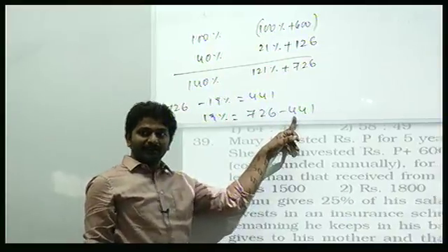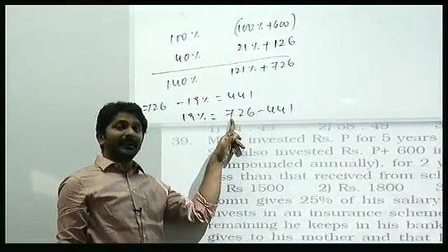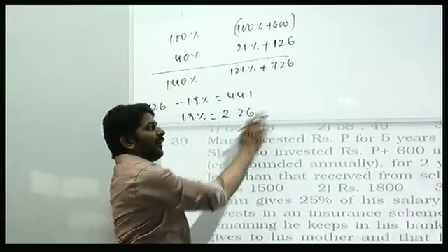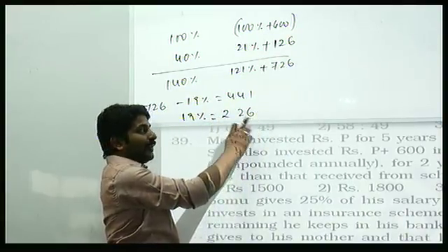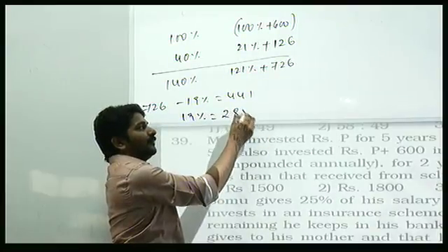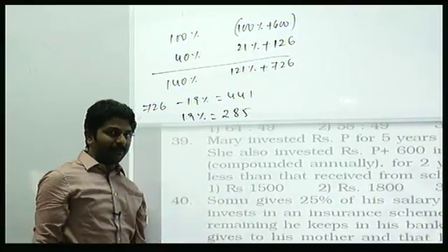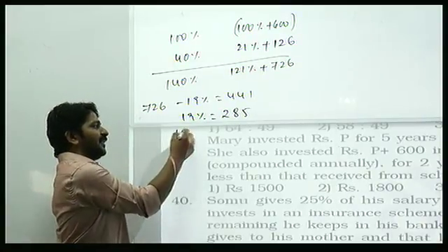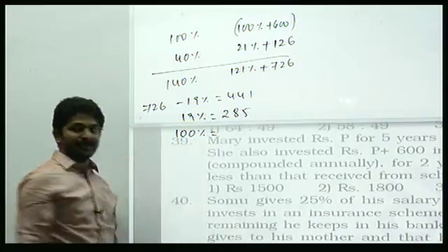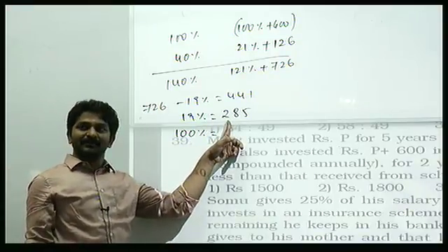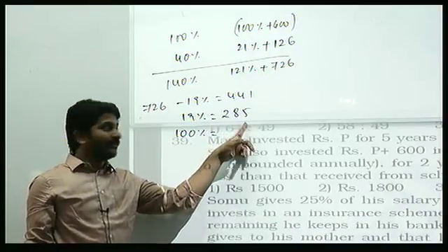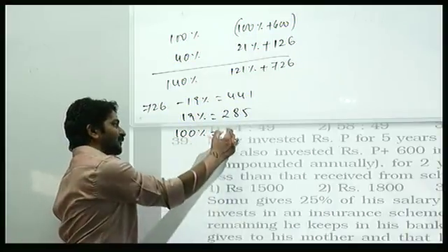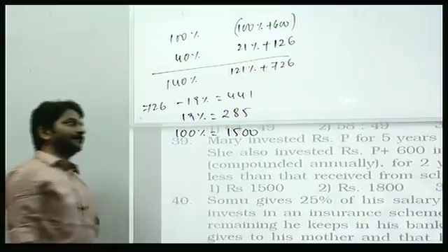Subtract 500 and then add 59 to this number, 285. So 19% is equal to 285. And what is your question? Find the value of P, which is 100%. 100% is how much? 19 ones, still have 95, 5 times, that is total 15 times. 15 times of this number is 1500.